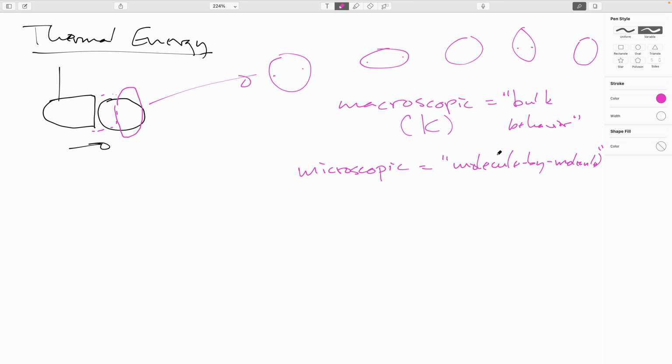So we have to somehow take this into account. The way we're going to take that into account is to say that there was a change in the thermal energy. So we'll read this as change in thermal energy.